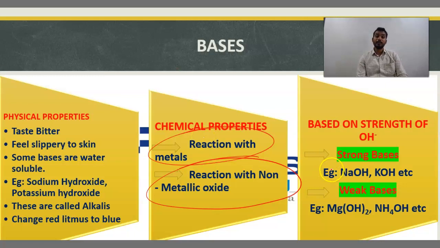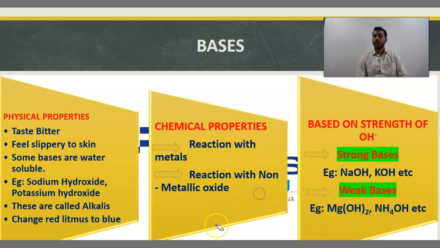So which is the strong base? Sodium hydroxide. Sodium hydroxide is a strong base. Should not forget it. Okay. Now, based on the strength of hydroxide ions, OH ions, we have strong bases and weak bases. Which is a strong base? Sodium hydroxide and potassium hydroxide are strong bases. Weak bases: magnesium hydroxide and ammonium hydroxide, NH4OH, these are the weak bases.